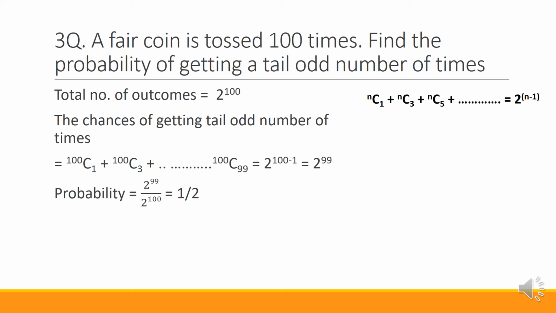So if it's getting one time, the selection will be 100C1, 3 times 100C3, and so on, plus 100C99. So it is in the form of nC1 plus nC3 plus nC5 and so on. So the formula is 2 power n minus 1. So here n is 100, so 2 power 100 minus 1, that is equal to 2 power 99. So the probability is 2 power 99 by 2 power 100, which is equal to 2 power 99 by 2 power 99 into 2. So the 2 power 99 and 2 power 99 will be cancelled. The remaining will be 1 by 2, which is the required probability.